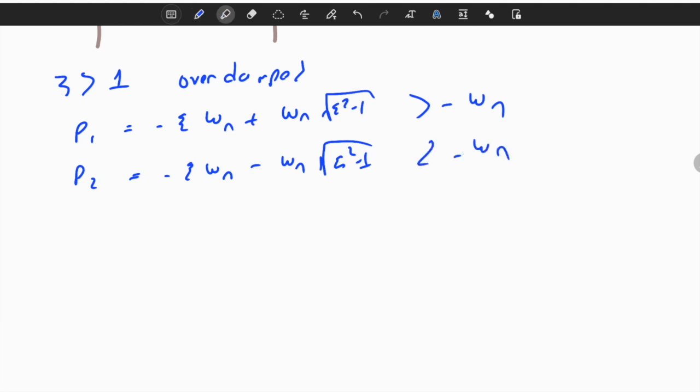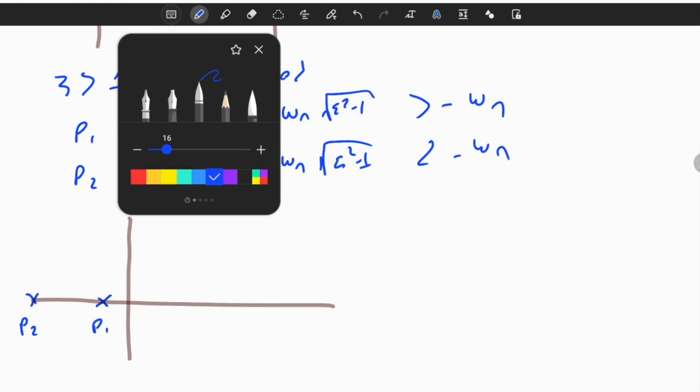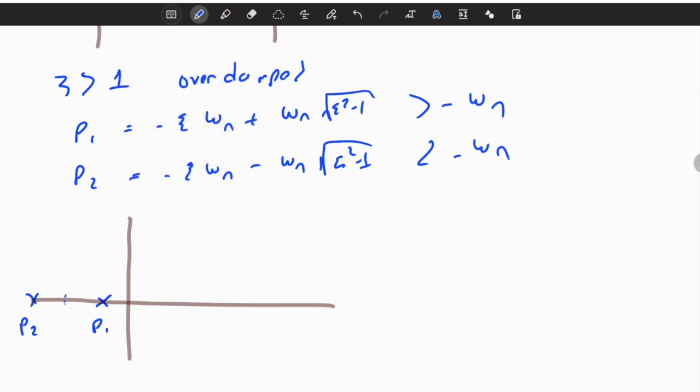So what does it mean? Let's draw the pole zero plot. We have a pole here, this is P1. We have a pole here, this is P2, and minus omega n is right here. So if I keep omega n, my natural frequency, fixed, and only change the damping, what I do is put a pole to its left and a pole to its right, and this really has a fundamental limitation on the transient behavior, or a limiting case or constraint.